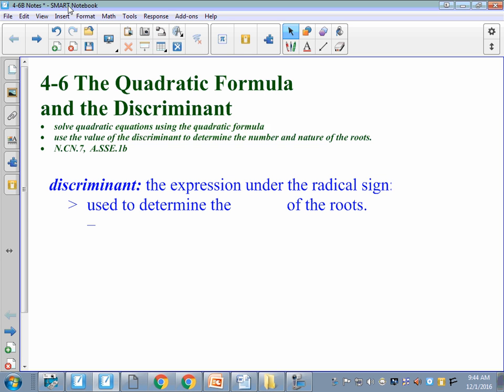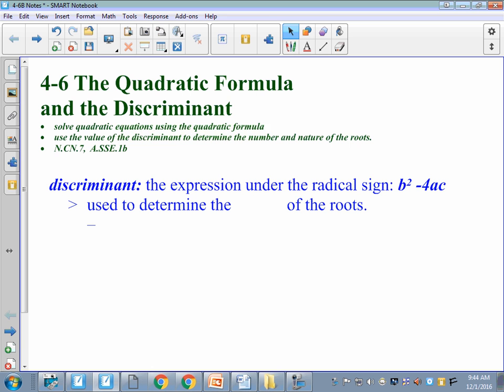And if you know the value of the discriminant, then you can tell what the solutions are going to look like. Are they going to be two nice rational numbers? Are they going to be one rational nice number, two irrational numbers, or two imaginary numbers? So the discriminant is the expression under the radical sign. It's the b squared minus 4ac. Notice it's the value of the number before you take the square root. So do not apply the square root.